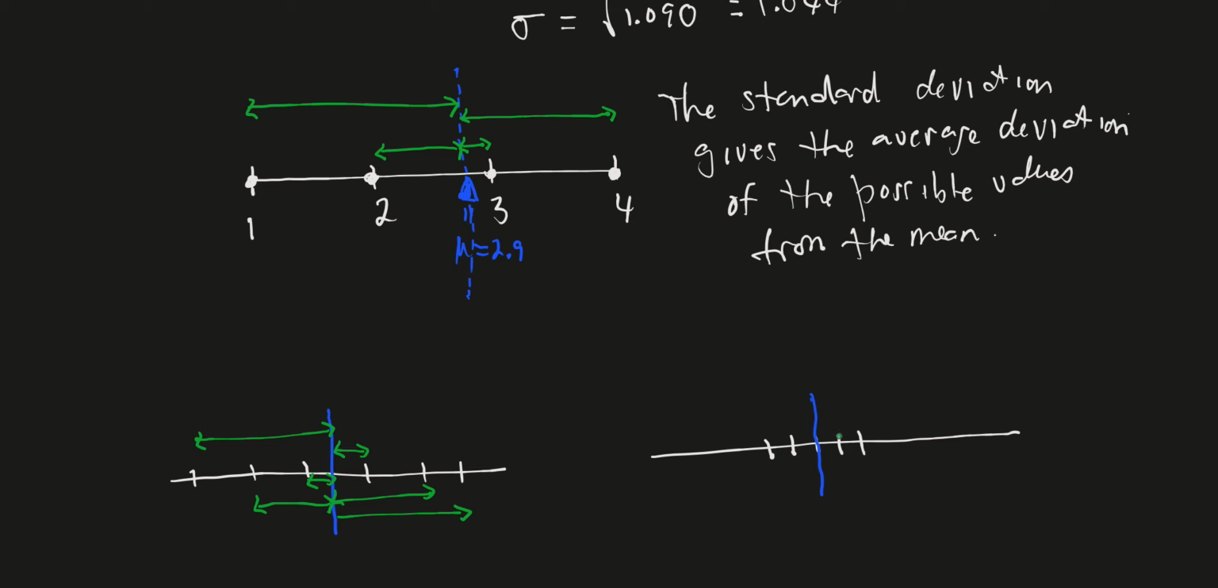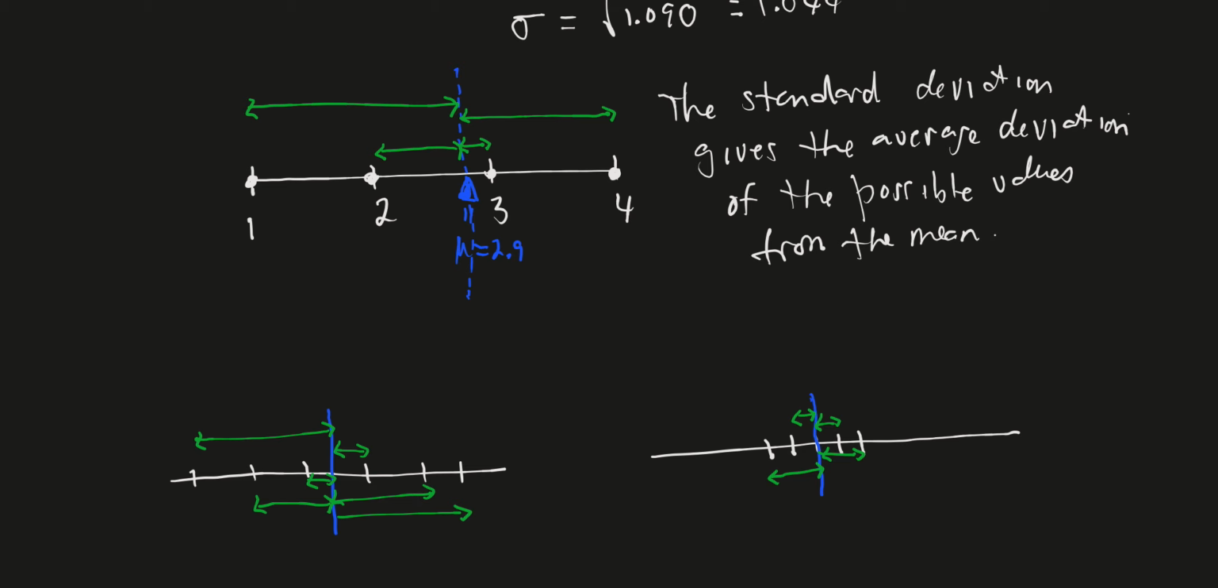These are going to be much smaller. These distances are going to be much smaller. Because the distances are smaller, when I square them, I'll still get smaller numbers, and when I add them up, that sum is going to be smaller. So the variance in these is going to be bigger than the variance in these, and hence the standard deviation is going to be larger in a distribution that looks like this versus a distribution that looks like this.